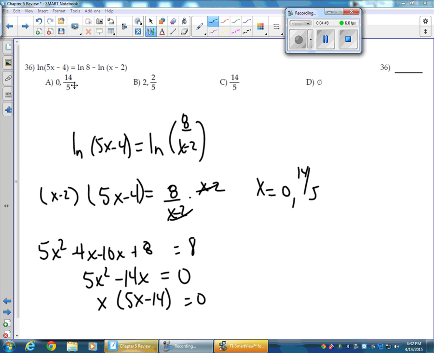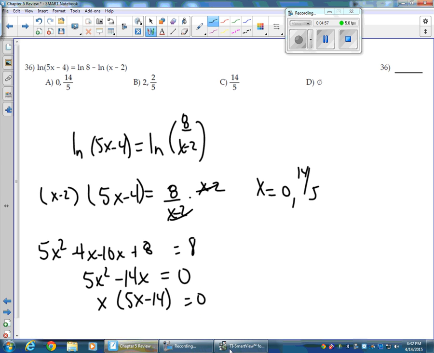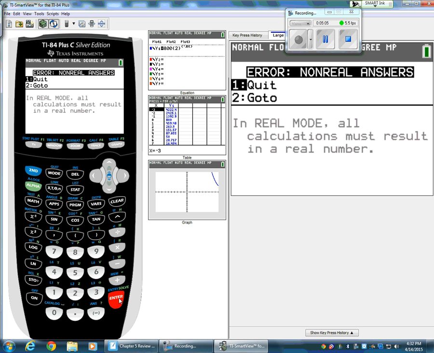It's either they're both going to work or only 14/5 is going to work. So let's see what happens if I were to plug in 0. Natural log of 5 times 0 minus 4, that's on the left there. Oh, we got a problem. That one didn't work. So let's try it again with 14/5.